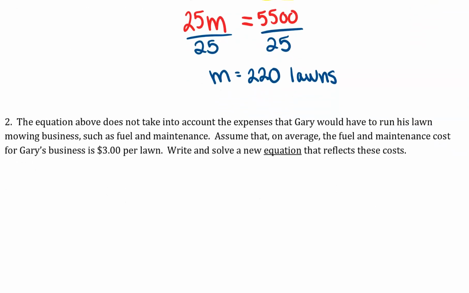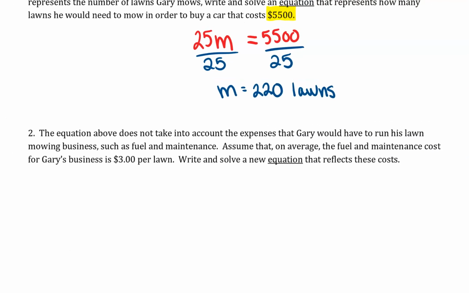All right, let's move on to the second problem. Go ahead and pause and read through this and think about what you would need to include in your equation based on this new information. All right, the equation above does not take into account the expenses that Gary would have to run his lawn mowing business, such as fuel and maintenance. Assume, on average, that the fuel and maintenance cost for Gary's business is $3 per lawn. There's that word per again, per lawn. Write and solve a new equation that reflects this cost.